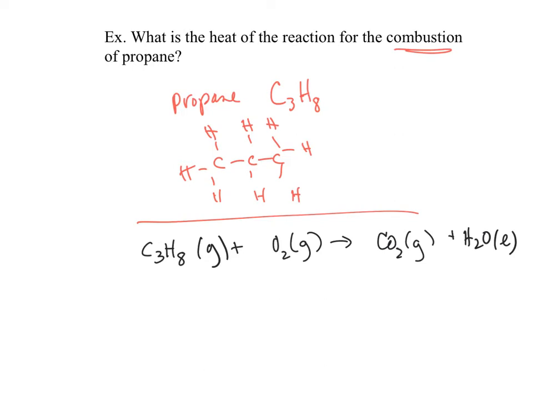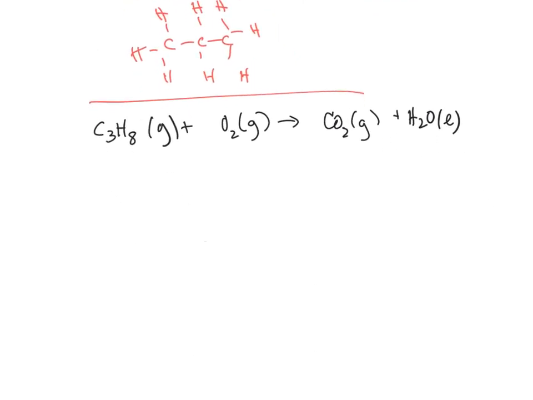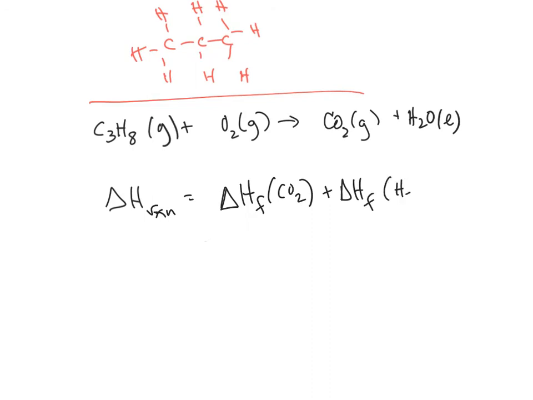Okay, so if we want to calculate the heat of this reaction, we go to the table. I'm just showing you how to use the tables here. This is delta H for the combustion, but we'll just go ahead and say reaction, same thing. So this is going to be the heat of formation of CO2 plus the heat of formation of water. Wait a minute, I didn't balance it, hold on.